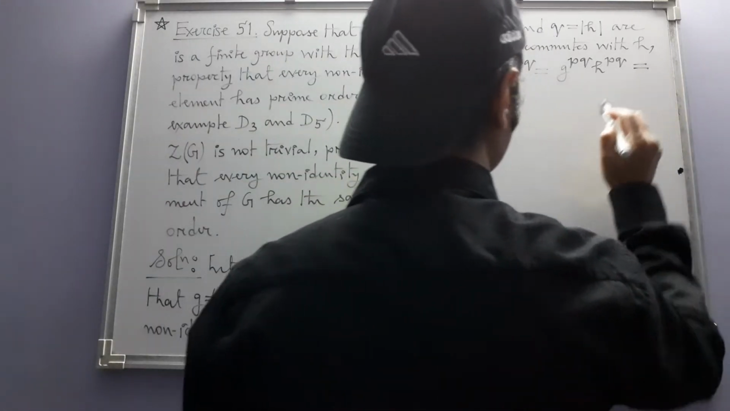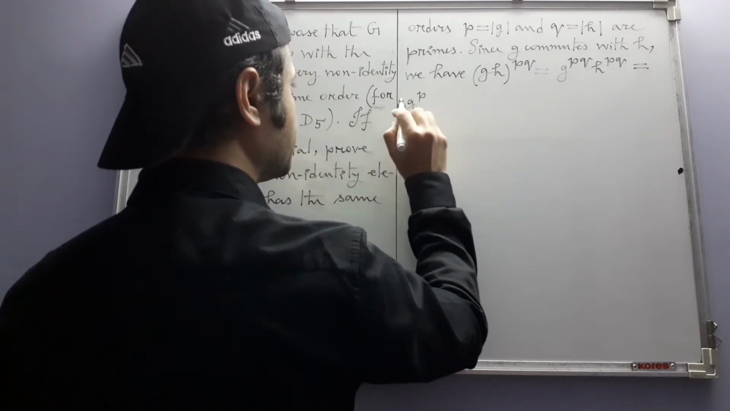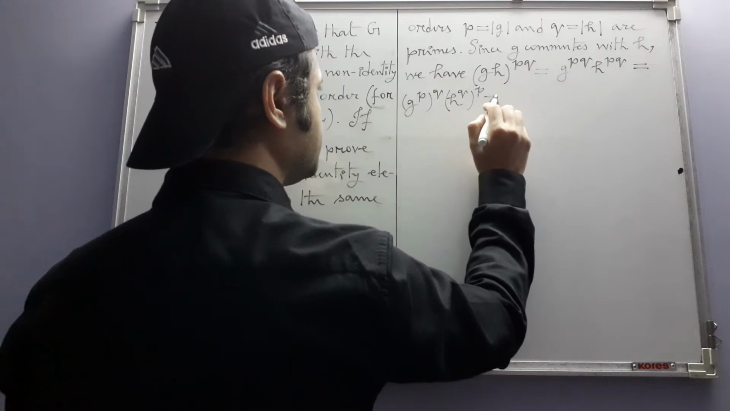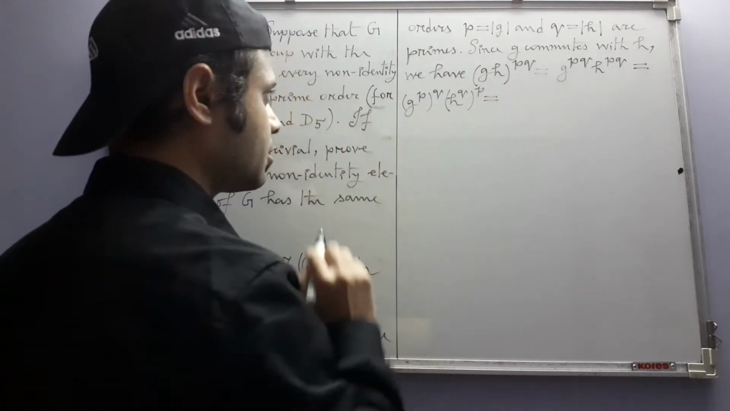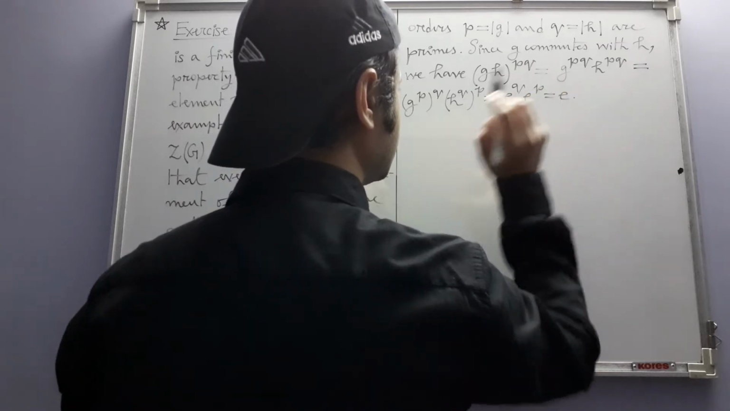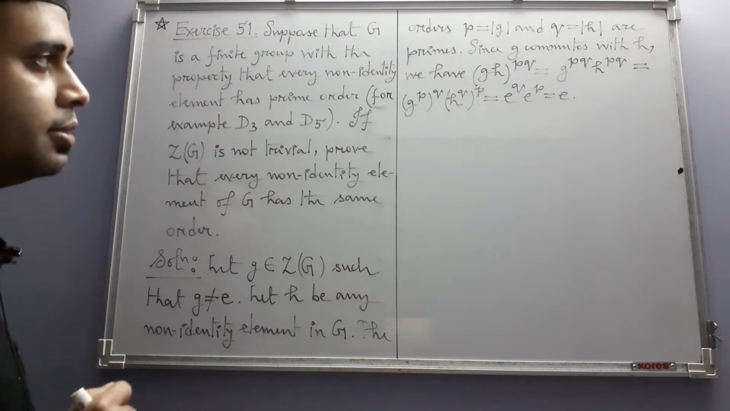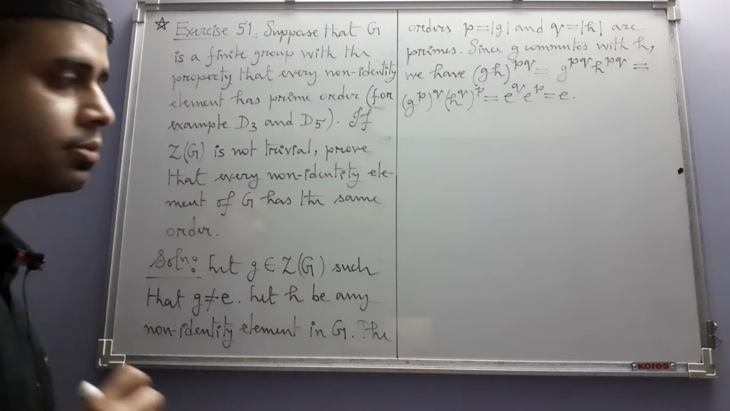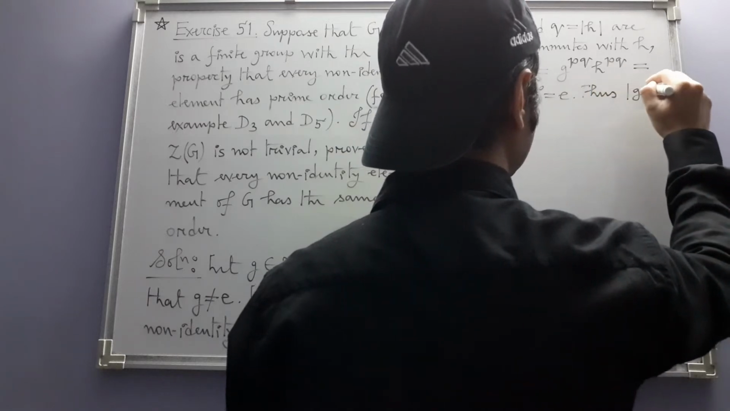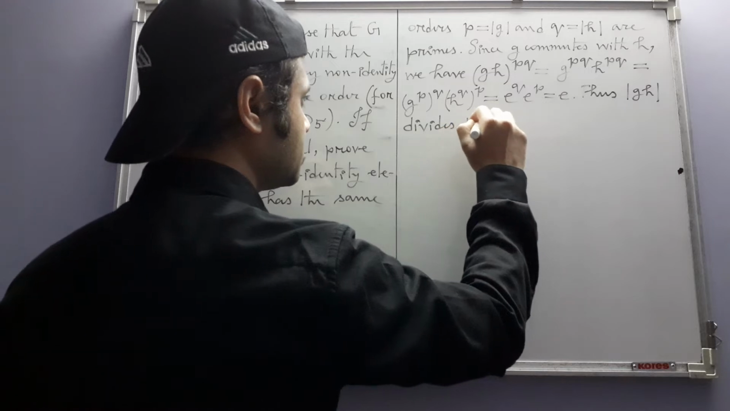Now you can apply one of the rules of exponents and write this as (g to the power p) whole to the power q times (h to the power q) whole to the power p. These are identity because p is the order of g and q is the order of h, and that gives you identity. So the pqth power of gh equals the identity. So that means the order of gh will divide pq. Thus, the order of gh divides pq.